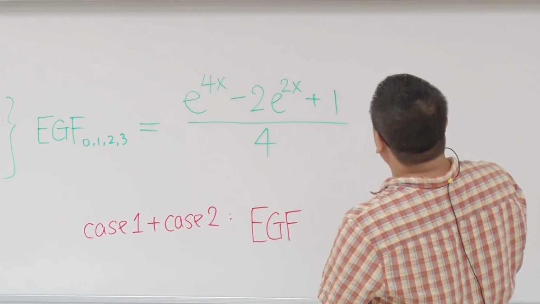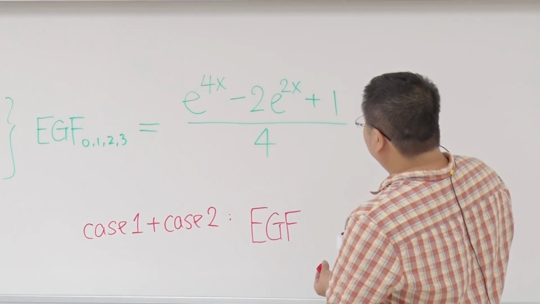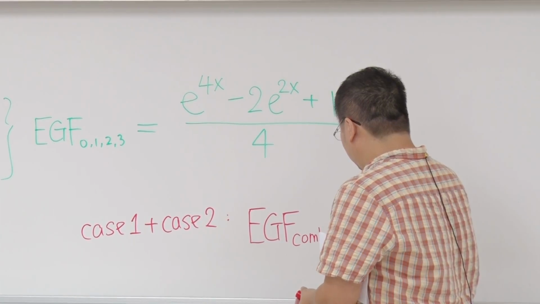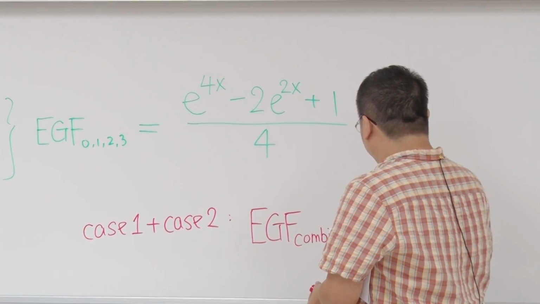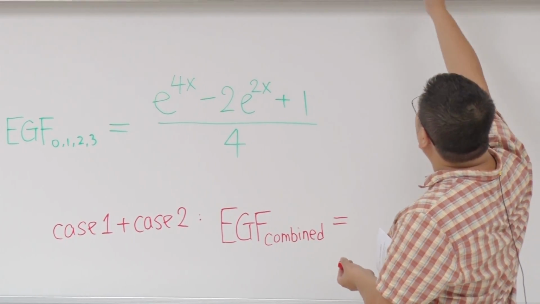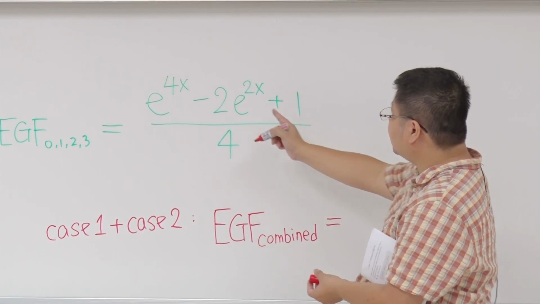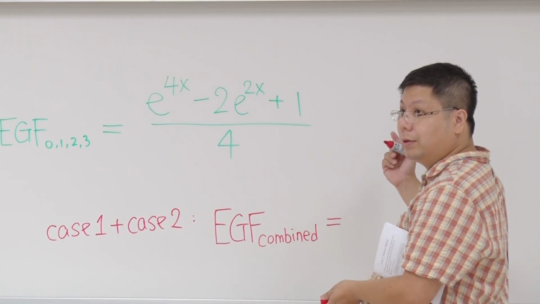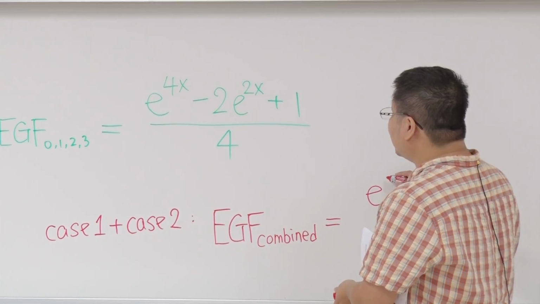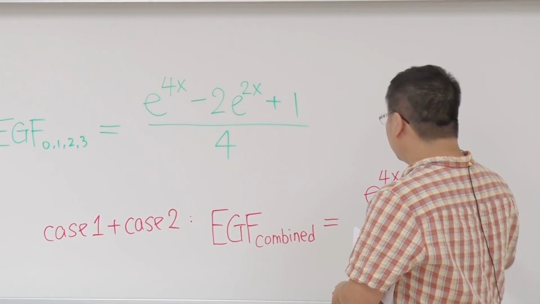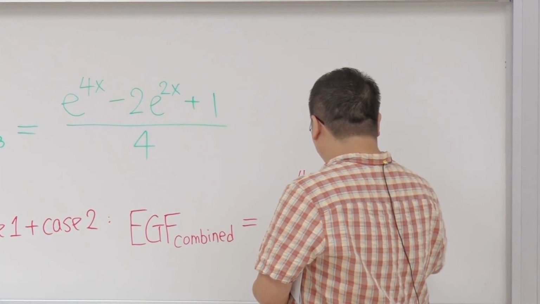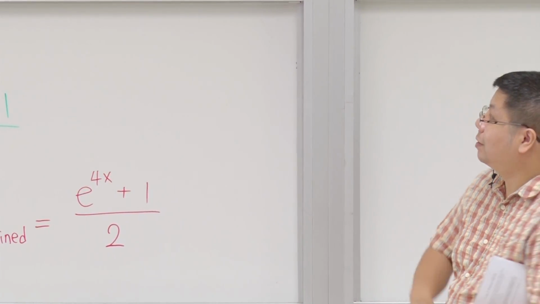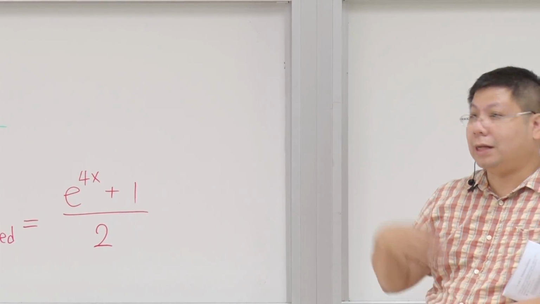So if we add them up together, what do we get? This is the combined one. This will be equal to 2 times e to the power 4x, and then there is no e to the power 2x, and then plus 2, divided by 4. So doing some simplification, we should have e to the power 4x plus 1, divided by 2. Is that okay? Okay? Good. This is method 1. So let's try method 2.